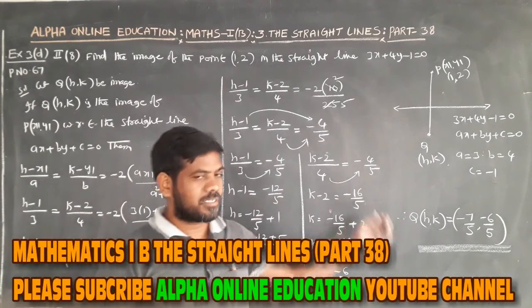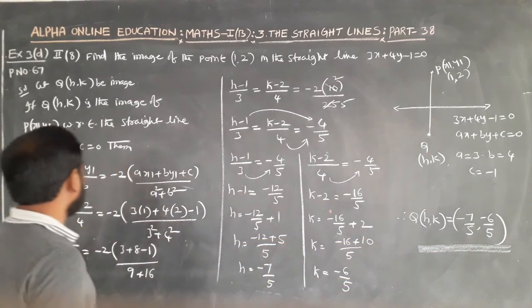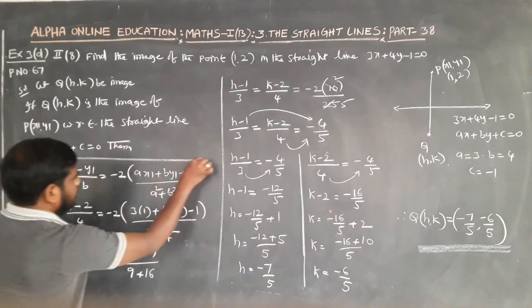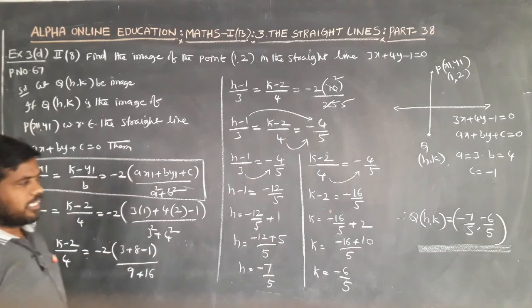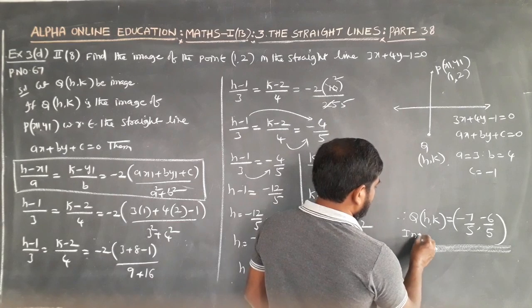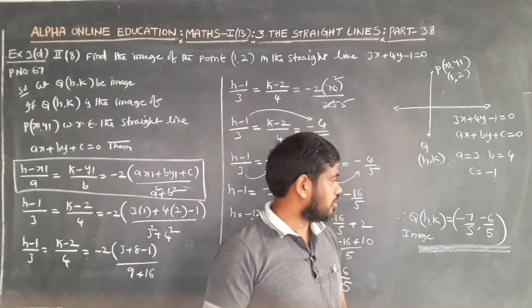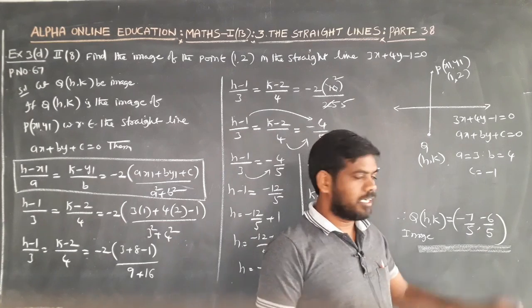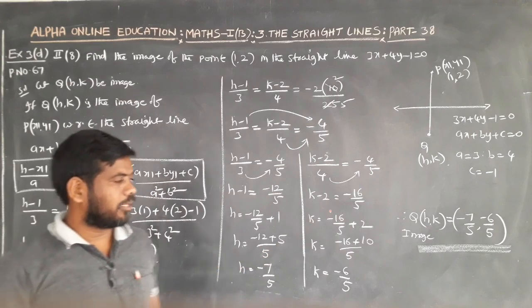This is the process for finding the image by using the image formula. By using the image formula, find h, k. This is the image: Q(h, k) = (-7/5, -6/5). Similarly, try a number of problems.